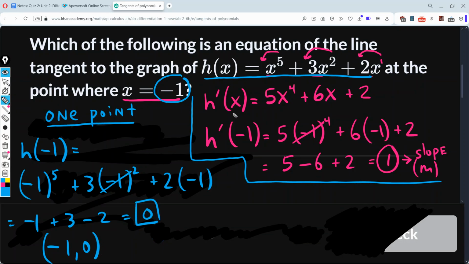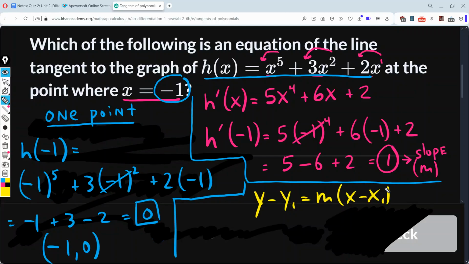All right, notice to find the slope at negative 1, we plugged it into h prime, the derivative function. But to find the point at negative 1, we plugged it into the original. Now we can do our point slope form. Recall that it's y minus y1 equals m times x minus x1. Remember the point that's on the line gets plugged in for x1 and y1, not x and y. So you want to take this and plug it in.